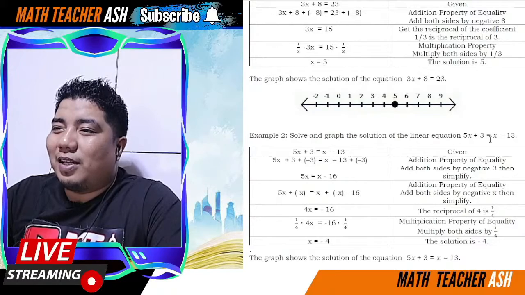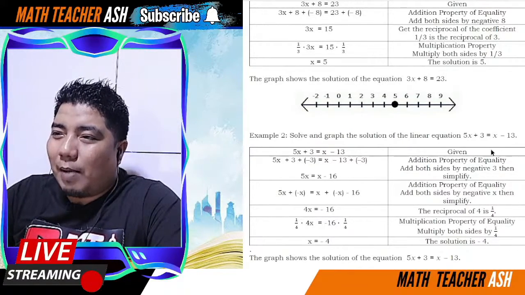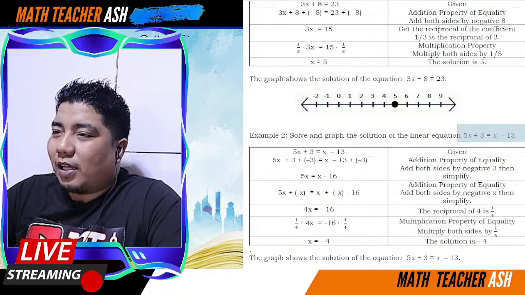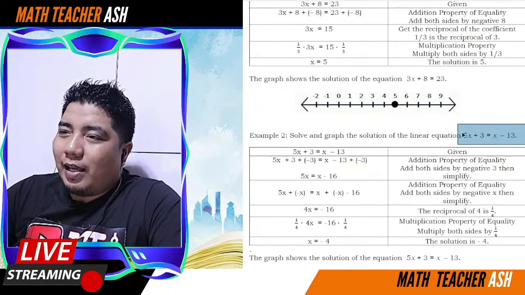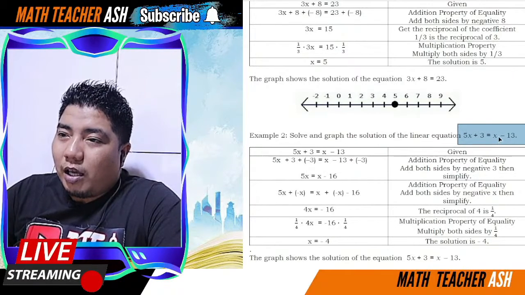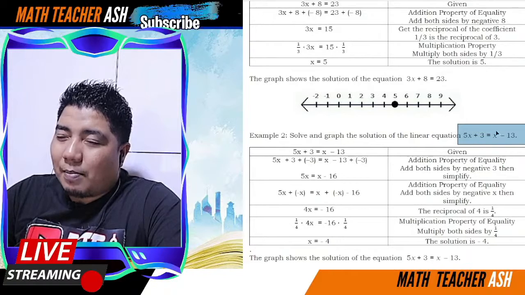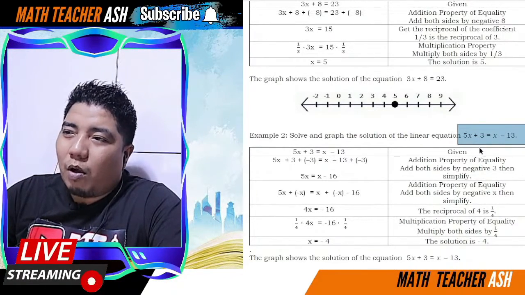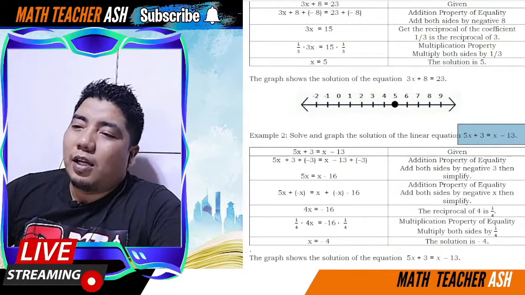Alright, so this one naman. What if this is your problem? 5x plus 3 is equal to x minus 13. So, if you check this one, you have x on the left side, and you also have x on the right side. So, what you do here is you need to transpose this. This needs to be moved to the other side. And then, this positive 3, or plus 3, also needs to be moved to the other side.